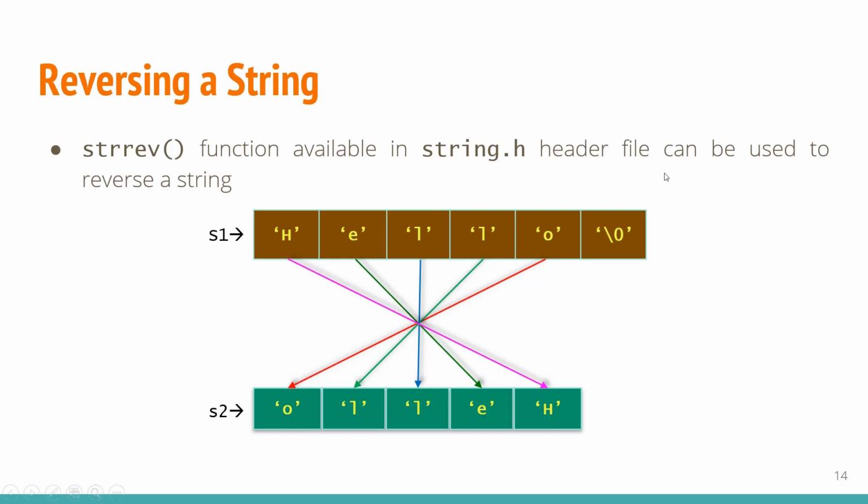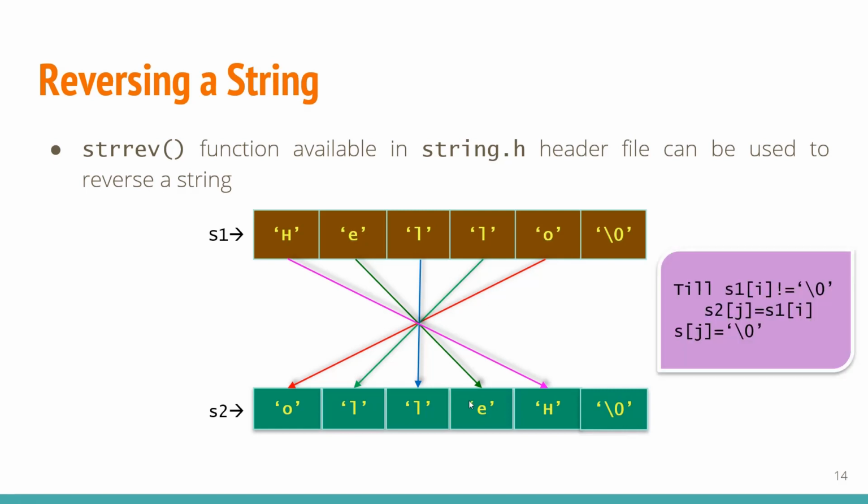After this, you should stop processing the string s1 and stop copying into the string s2. And since I have now modified string s2, it is my responsibility to add \0. Remember, in the string comparison, we did not add \0 because we have not modified the string. Always remember, whenever you are modifying a particular string, it is your responsibility to add \0 at the end. So how will this logic look like? Till s1 of i not equal to 0, copy the ith element of s1 into the jth element of s2, and at the end, copy \0 to the jth element of s2.